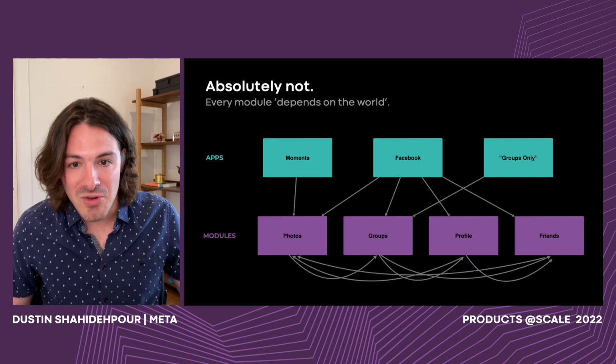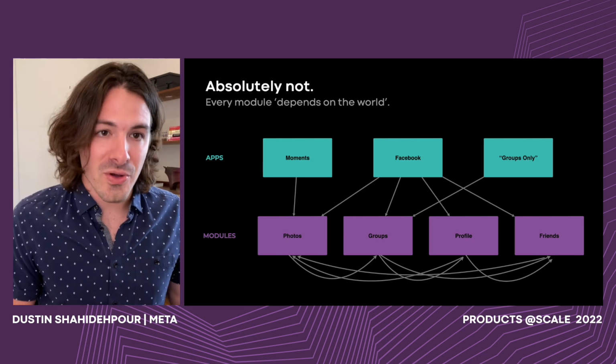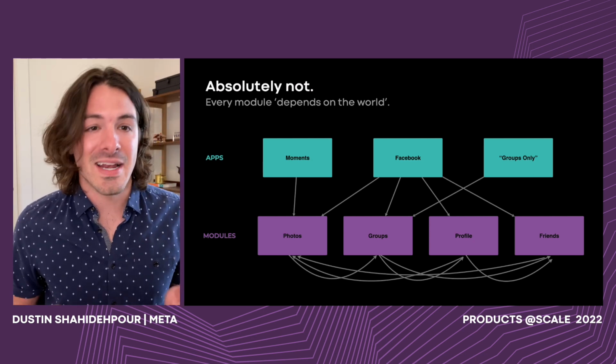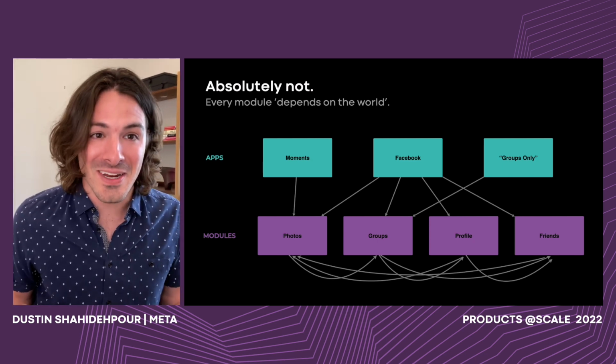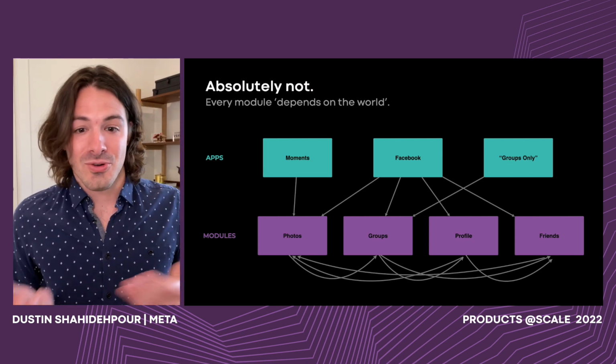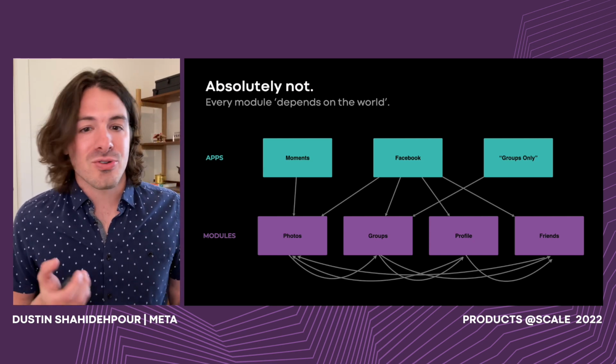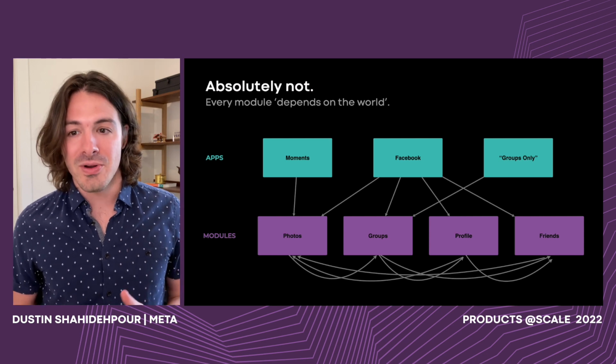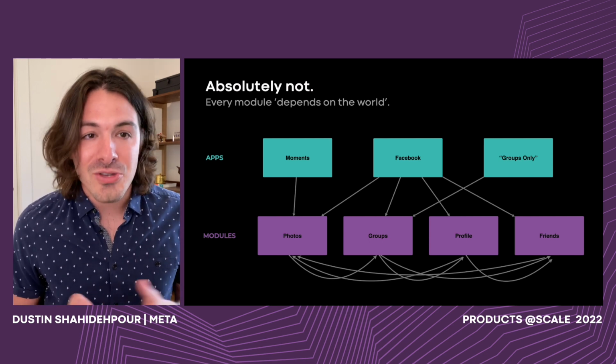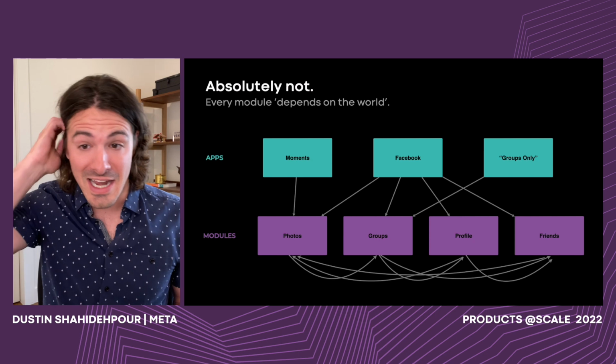Everybody started depending on everything, and then suddenly the Moments app is not just photos, it's got every module. You may not be able to get to all those screens. Groups only has groups, but groups connects everything. So suddenly Moments, groups, and groups only all have the same amount of code, and really the only difference between them is how you have access to navigate from one screen to the next.